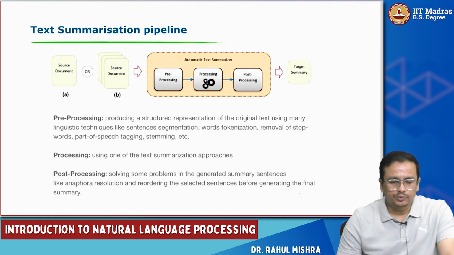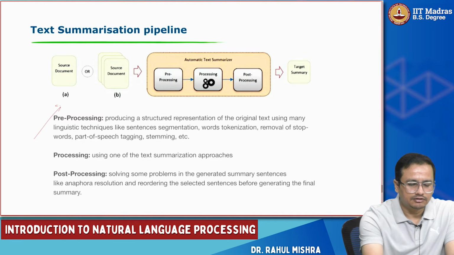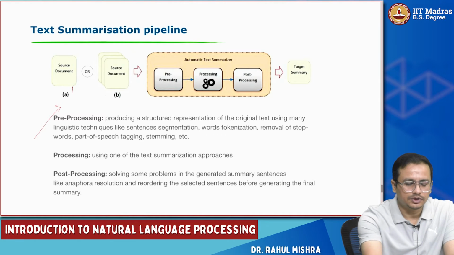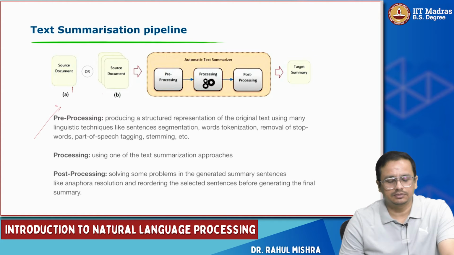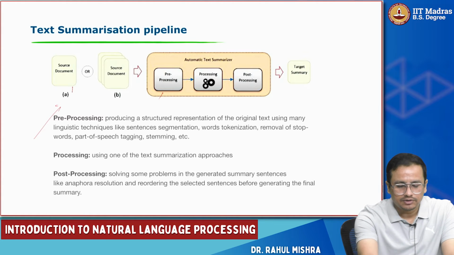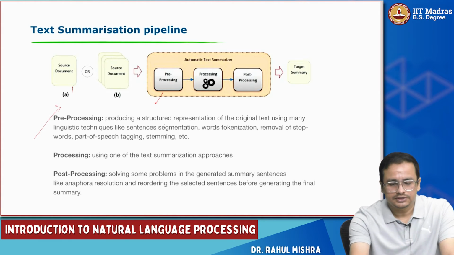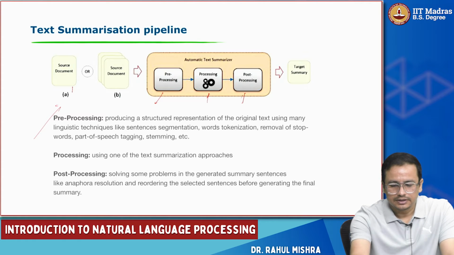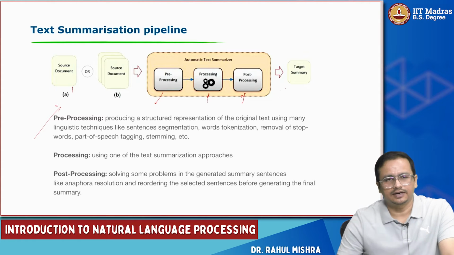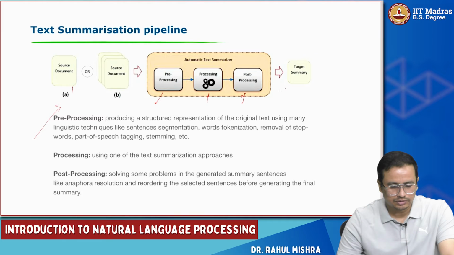Okay, so very quickly we can go through the typical pipeline of it. We might have one source document or multiple source documents if it's multi-document summarization, and we need to pre-process it. You might want to do some transformation, and then some processing is done. Post-processing might be done, and then the target summary is generated, right? So you can go through this in the slide.